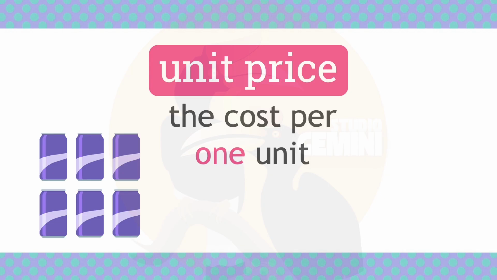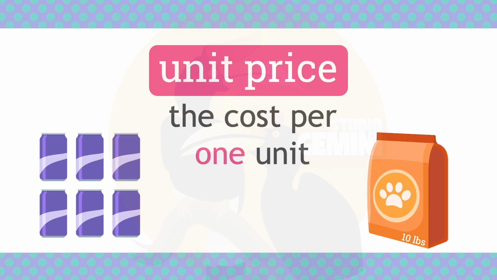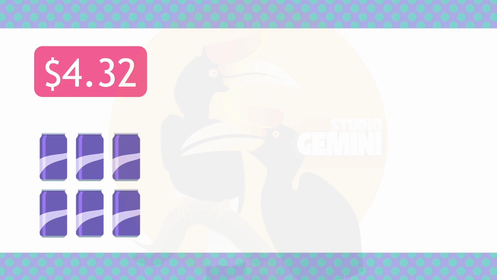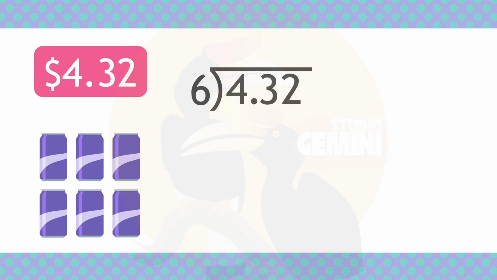Or, if you bought a 10-pound bag of dog food, the unit price would be the cost per pound of dog food. So, how do we calculate the unit price of something? Let's look at those examples I just mentioned a bit more closely. This 6-pack of soda costs $4.32. To find the unit price, or the cost of 1 can, I need to divide the total cost of the package of soda by the number of cans.